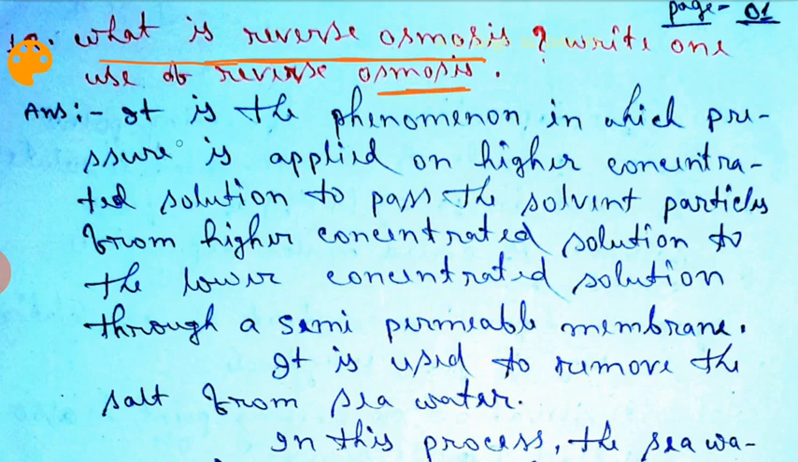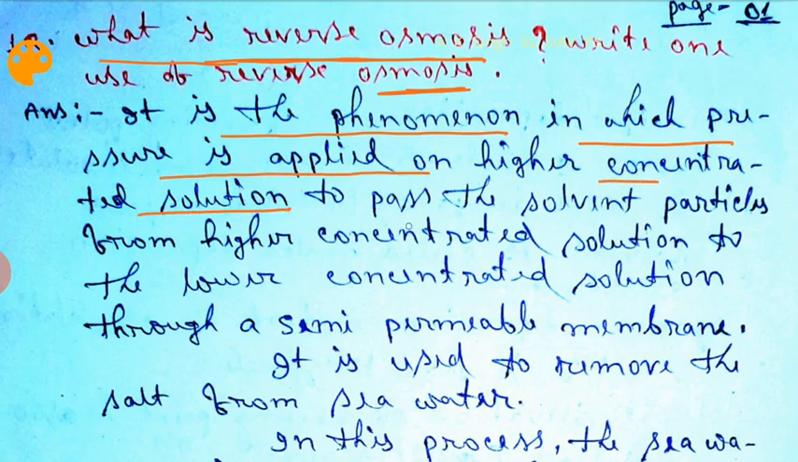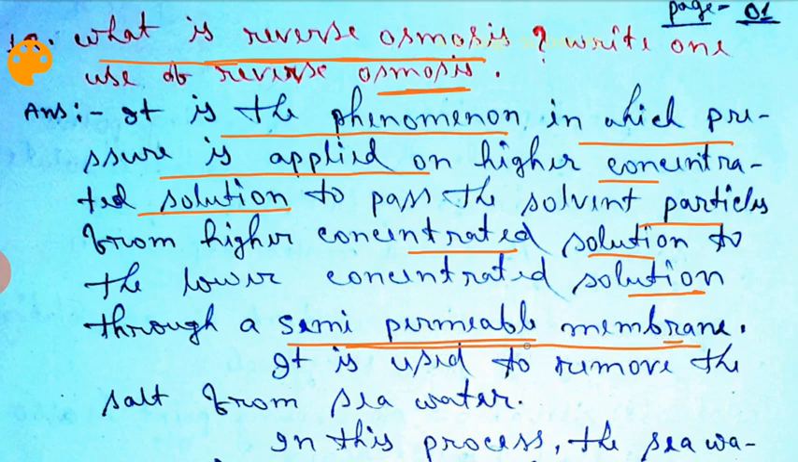Now, it is a phenomenon. What is reverse osmosis? It is the phenomenon in which pressure is applied on higher concentrated solution to pass the solvent particles from higher concentrated solution to lower concentrated solution through a semi-permeable membrane. You have read semi-permeable membrane? It is the membrane through which only solvent particles pass and solute particles do not pass.